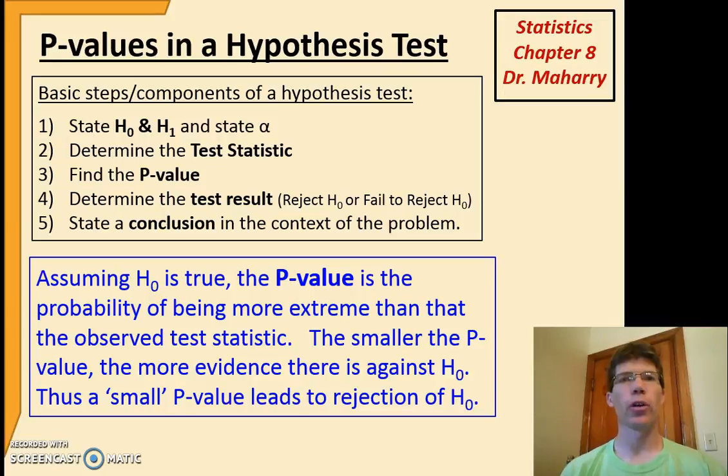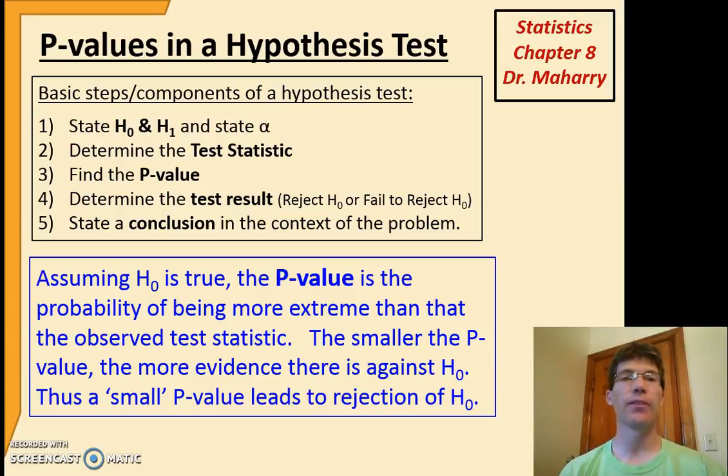Now, whether I look for above that value or below that value depends on my alternative hypothesis. If I have an upper tail test, my p-value will be a probability of being greater than my test statistic. If I have a lower tail test, my p-value will be the probability of a lower tail. If I have a two-tailed test, I'll find the probability of being outside of my test statistic and multiply by 2, so I account for both tails.